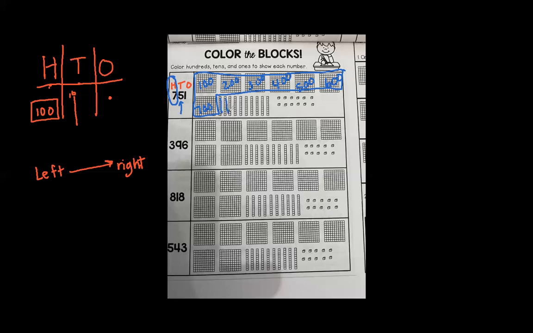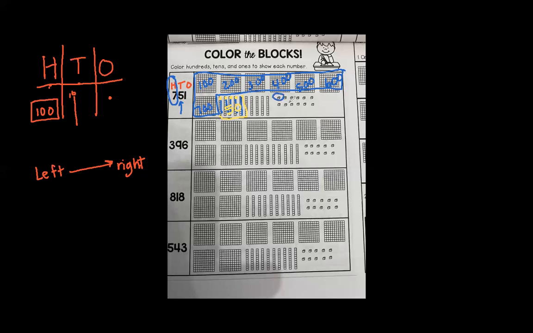1 ten, 2 tens, 3 tens, 4 tens, 5 tens. Let's count by tens to see the value of 5 tens. 1 ten, 2 tens. Is that counting by tens? No. 10, 20, 30, 40, 50. There is a value of 50 for 5 tens. And for the ones place, we have 1 one.